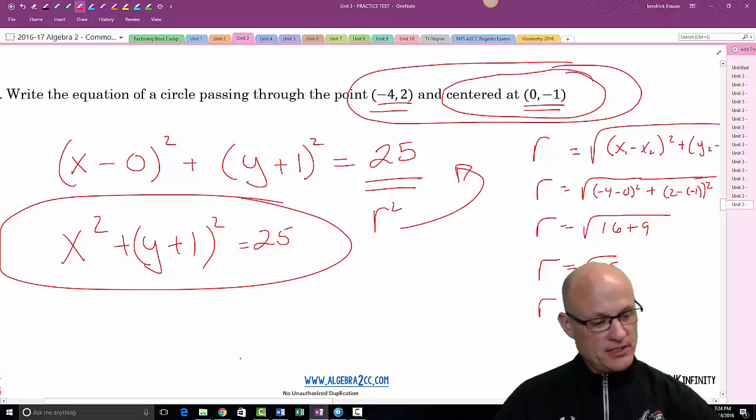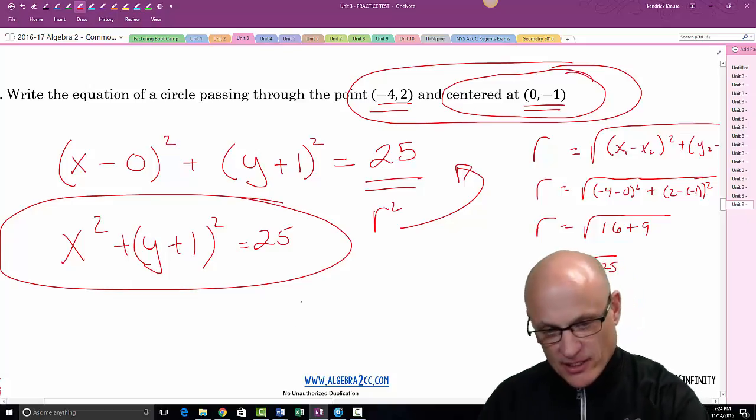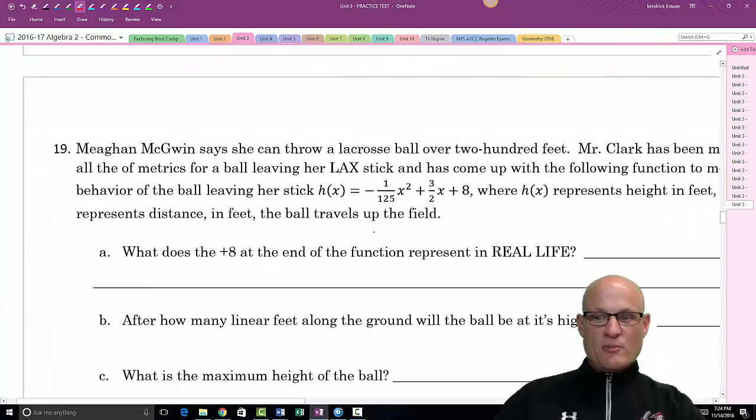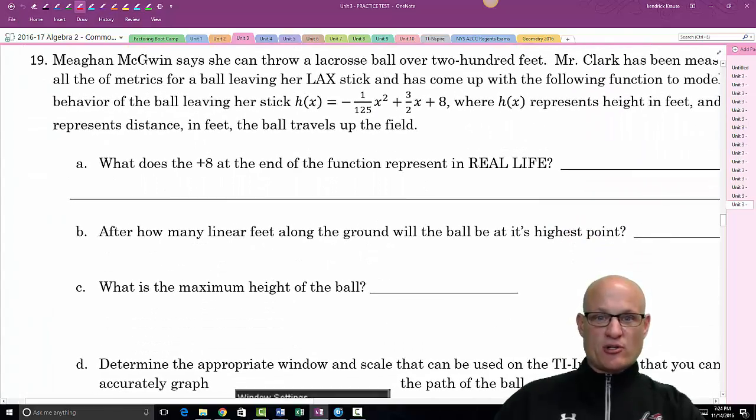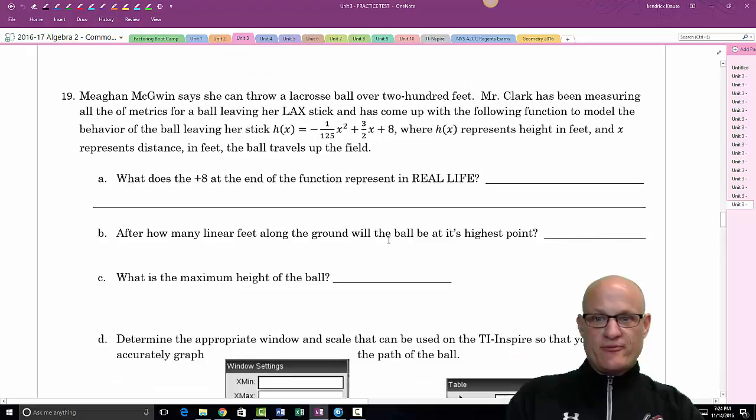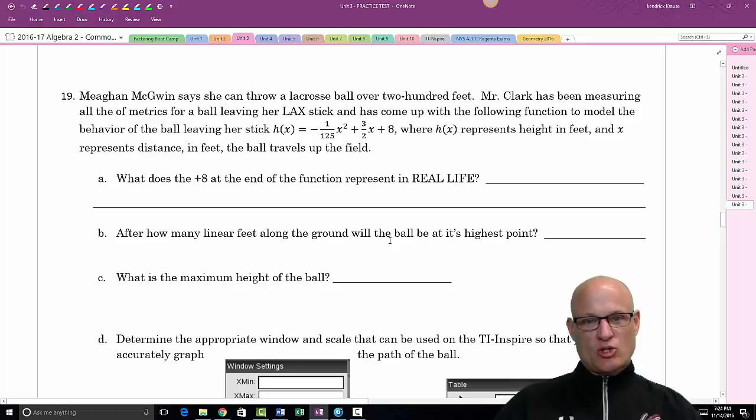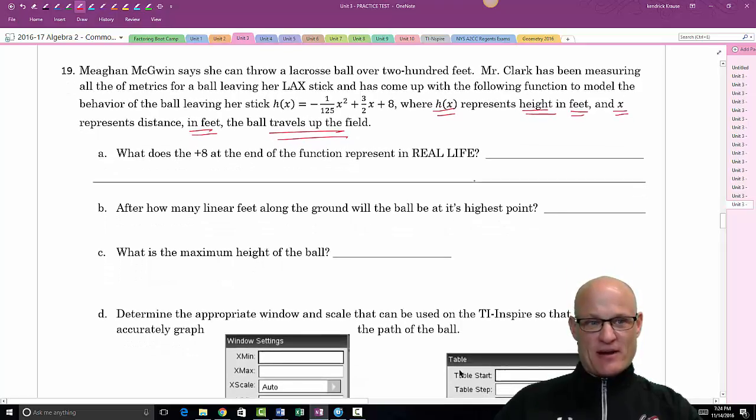All right, we're moving. Let's see what we got. Oh, here we go. Everybody's favorite. So Megan McGuinn says she can throw a lacrosse ball over 200 feet. Mr. Clark has been measuring all of the metrics for the ball leaving the lacrosse stick and has come up with the following function to model the behavior of the ball leaving her stick, where h of x represents the height in feet and x represents the distance in feet the ball travels up the field. So, hopefully you've answered these questions already. You're not here just for my answers.